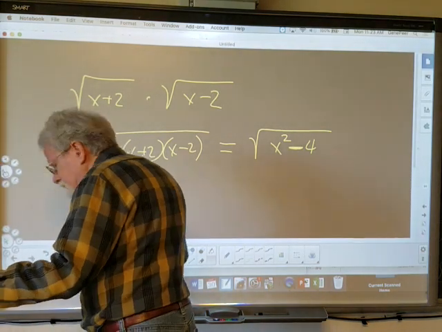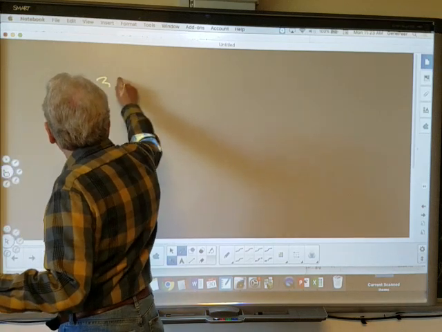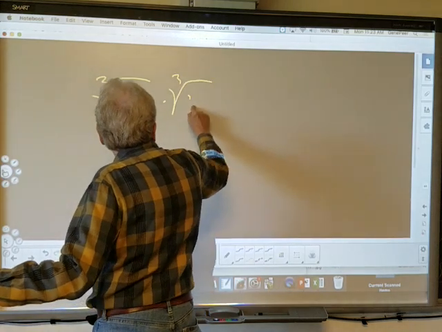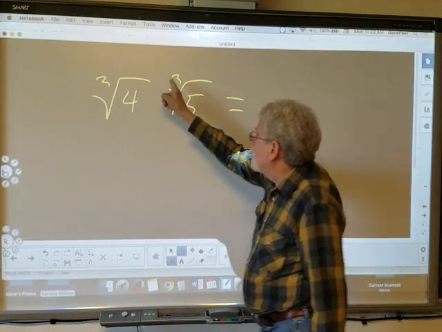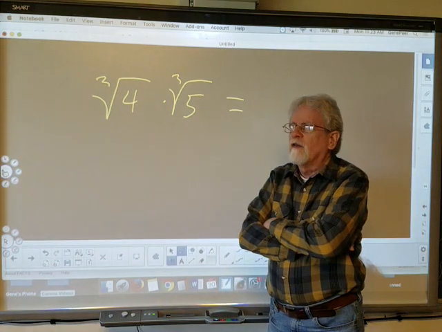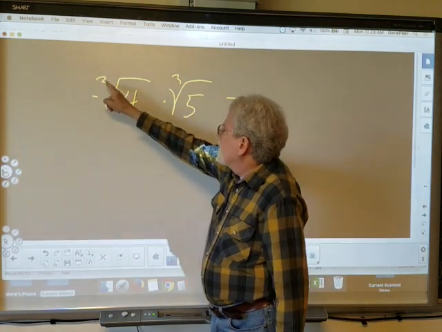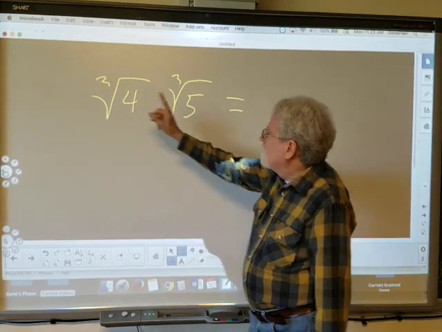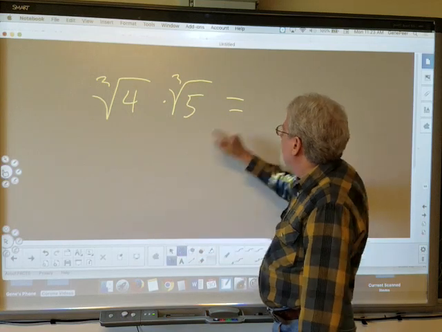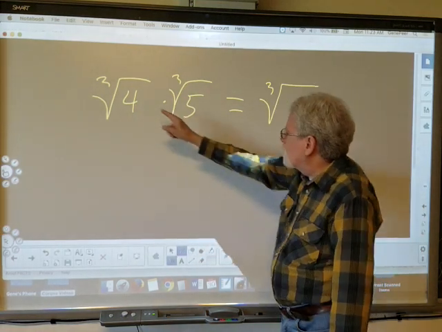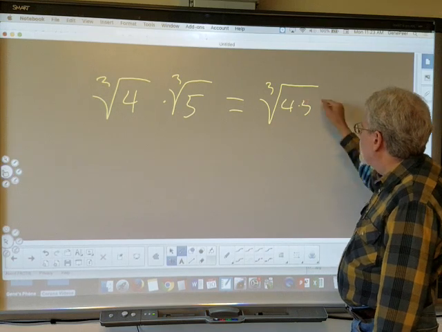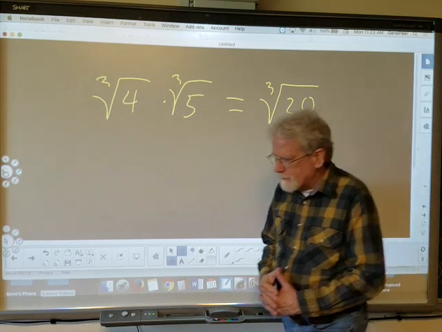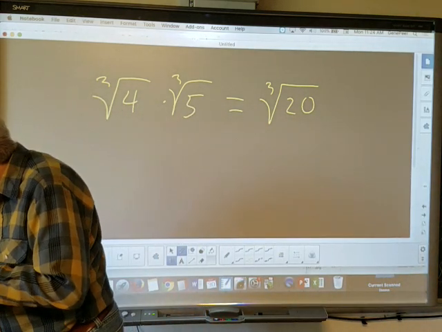Example 2 goes like this. Cubed root of 4 times the cubed root of 5. Well, the rule says that since the indices are the same, is it indices or indexes in this context? I don't know. Since this index is the same as that index, that's a clever way to say it, avoiding the plural. If this index is the same as that index, then I can combine them under one radical and just write 4 times 5. Of course, we all know 4 times 5 is just 20. We get cubed root of 20. Done. Moving on to the next example.